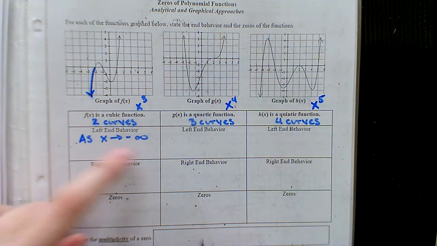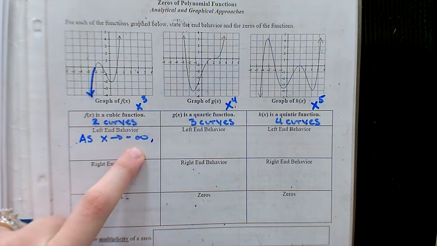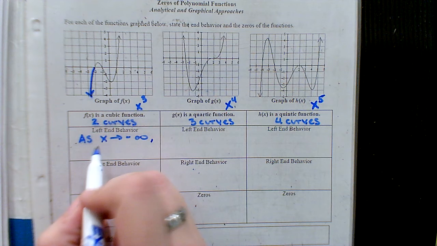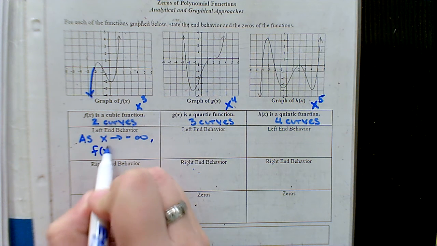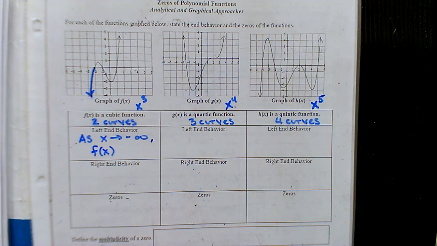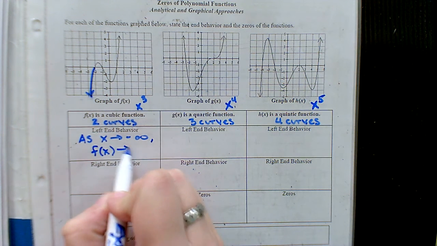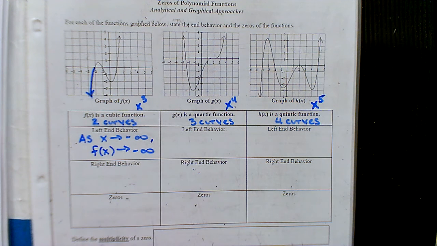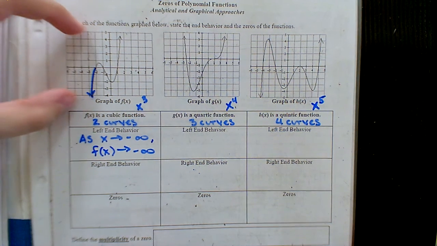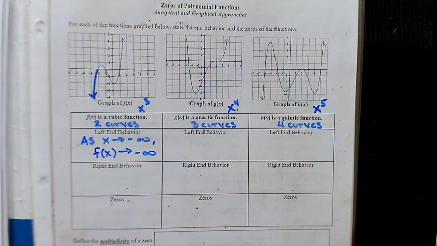So as the x values get smaller and smaller, aka we're traveling to the left on the graph, f of x, whatever name it might be, also approaches negative infinity. Okay, it's going down. Remember, f of x and y are kind of the same idea. So as the x's go to the left, the y's go down. We're describing the end behavior, what's happening on this side of the graph.